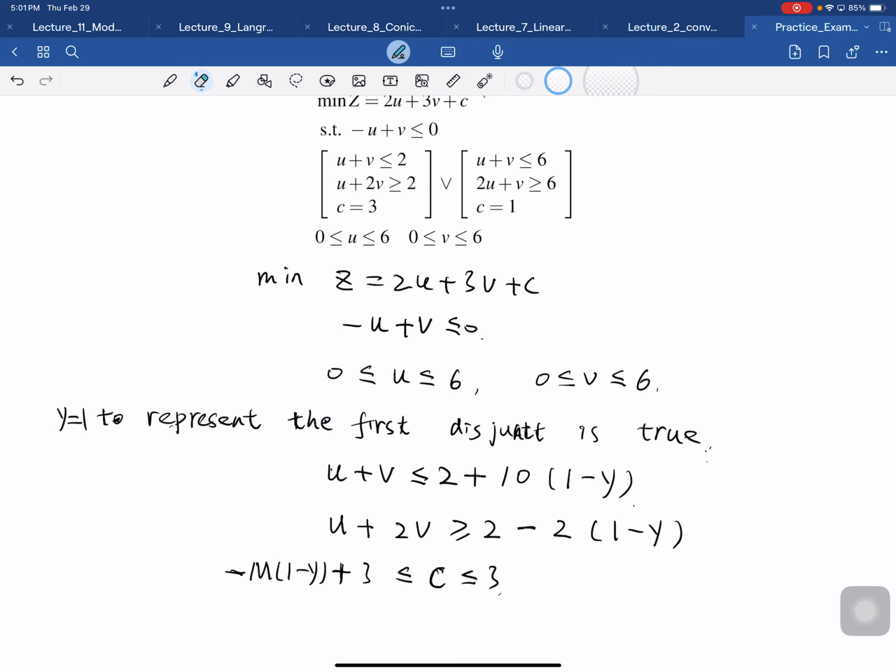But on the left-hand side, what would be a good value for the big M here? 2, right? Why is that? Because on the other disjunct, c equals to 1. In that case, you can say c is greater than or equal to 1. And since you already have a 3 here, you can just pick M equals to 2 here.